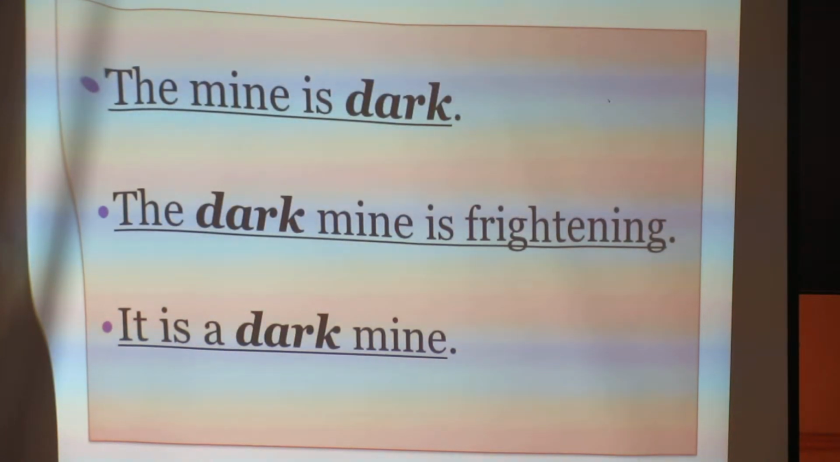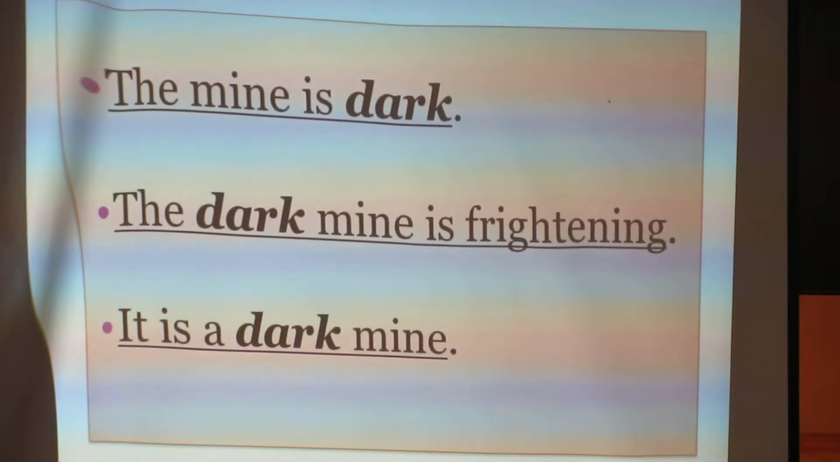So, dark is an adjective, independent adjective, alone. It comes after the verb alone. The second sentence, the dark mine. So the adjective precedes the noun in the subject, before the verb. The dark mine is frightening. Look at the position of the adjective itself. It is now before the verb and before a noun.